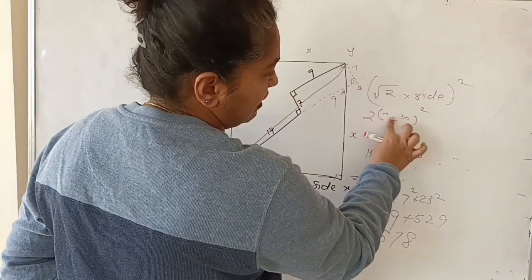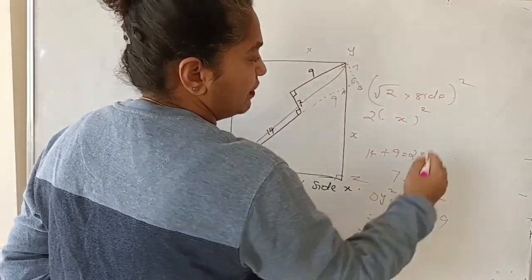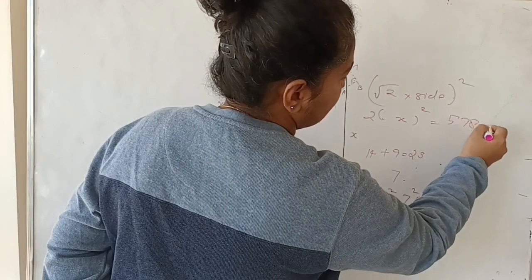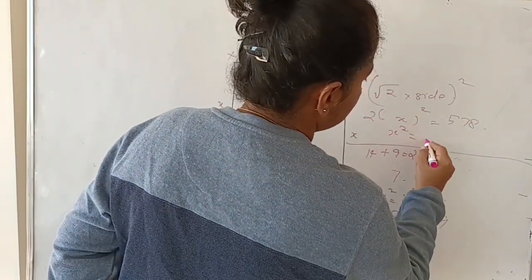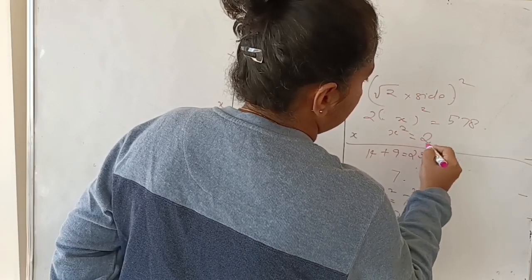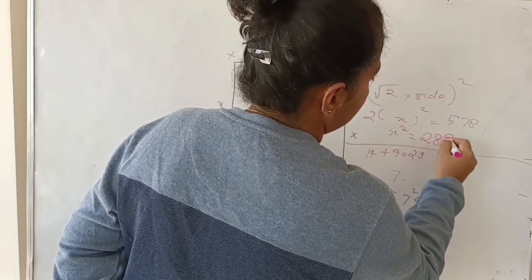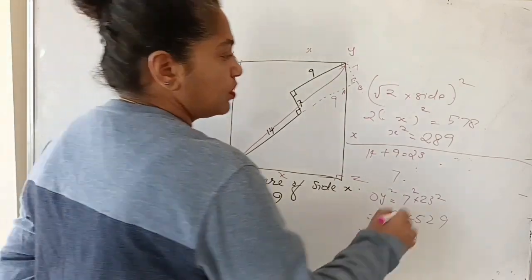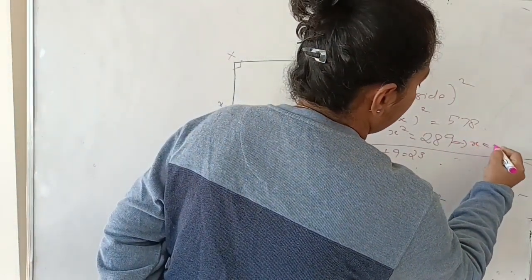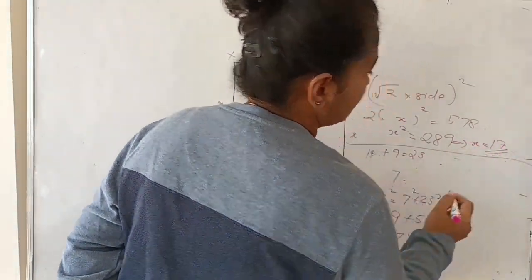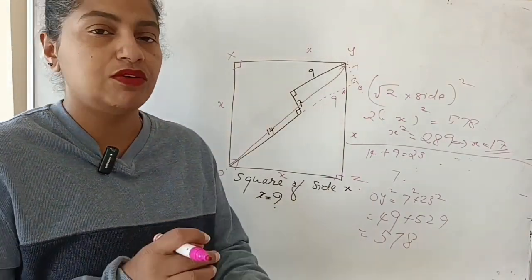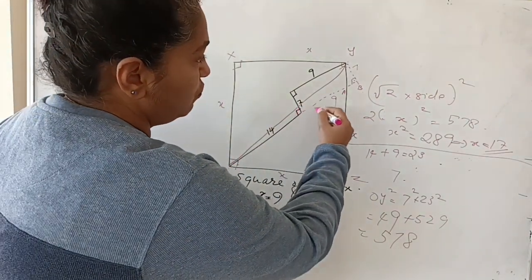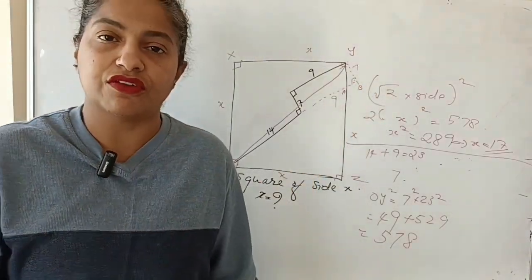My side here is x. 2 into x square is equal to 578. Or x square I can write as 289, or x is the square root of 289, which is 17. It was just the pure application of Pythagoras theorem. The only thing that you needed to do was to make this extension.